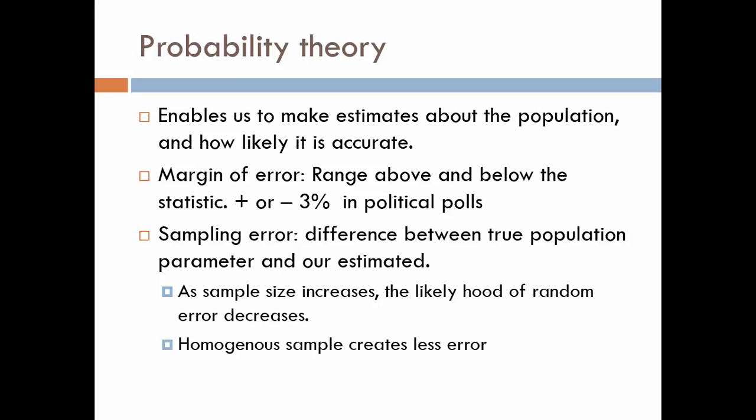Alright, there's a sampling error. This is the difference between the true population parameter and what our estimates are. So as our sample increases, the likelihood of random error decreases. That's why we want a sample size that's large enough to decrease the likelihood of random error. Another way to reduce sampling error is to have a homogeneous sample. However, the characteristics of your study may not allow for that.